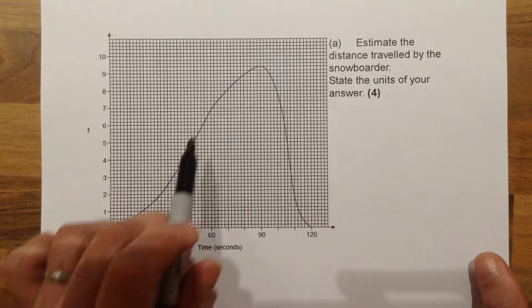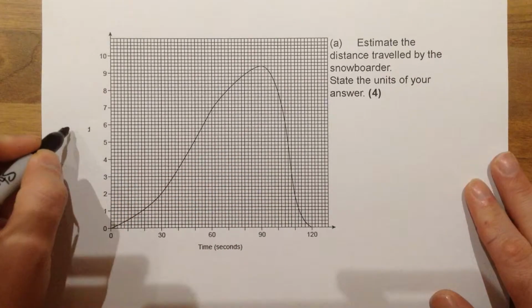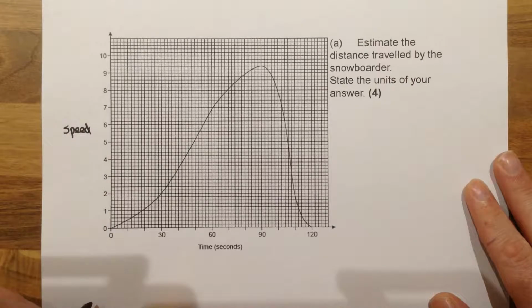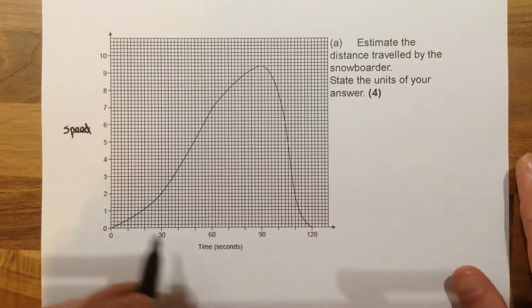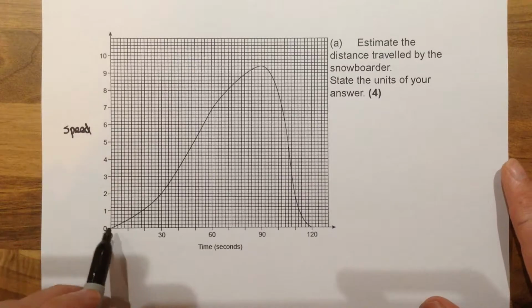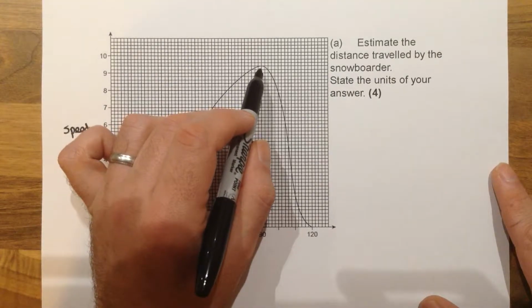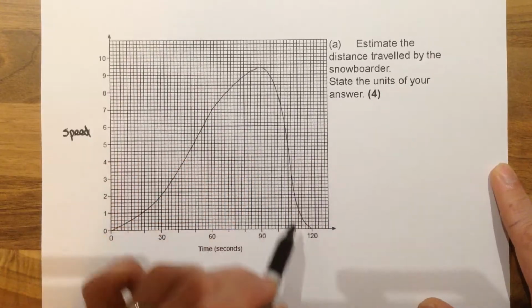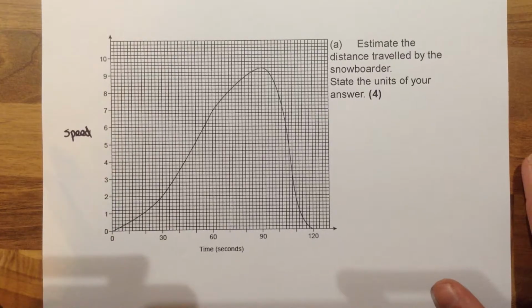So here is a graph showing the journey of a snowboarder. Up the side we have got the speed of this snowboarder, and on the bottom time. So we are looking at how fast and slow a snowboarder is going over time. So clearly he's speeding up, eventually gets to a point of continuing at the same speed, and then very quickly slows down within the space of these 2 minutes.